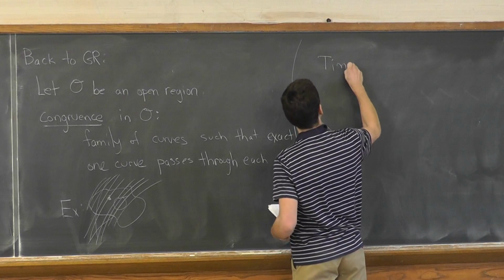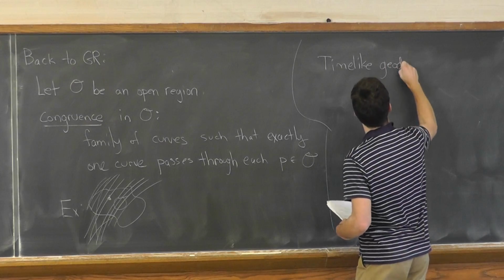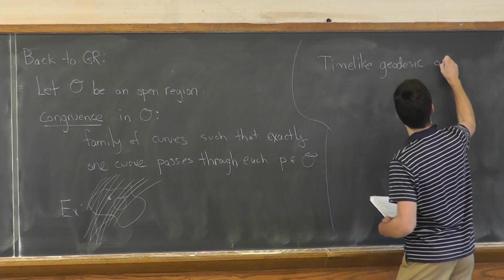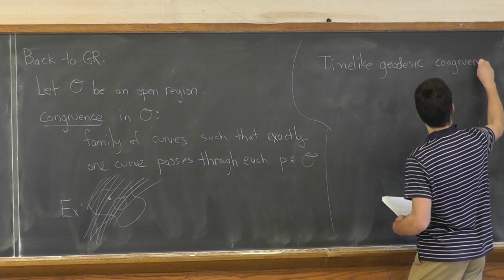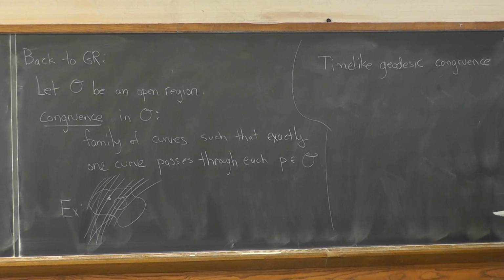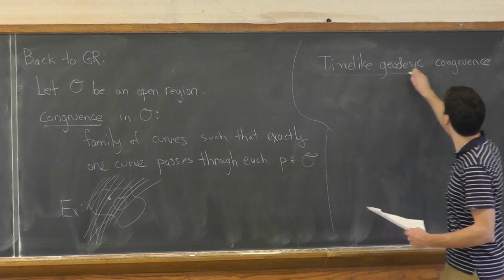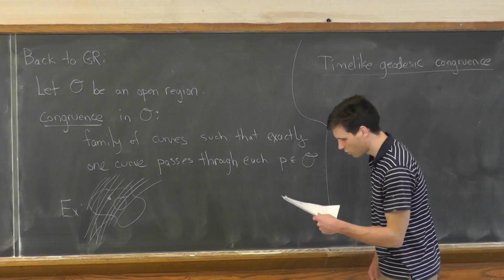So a timelike geodesic congruence is just a congruence where each curve is a timelike geodesic. I'm not going to even bother writing that, I guess. Well, I'll write something.